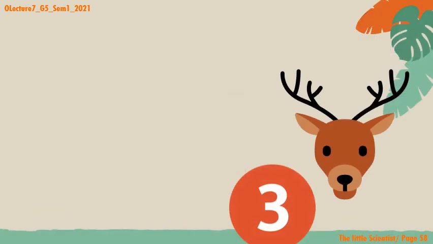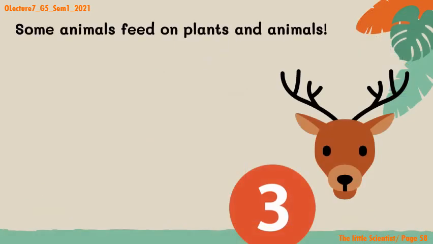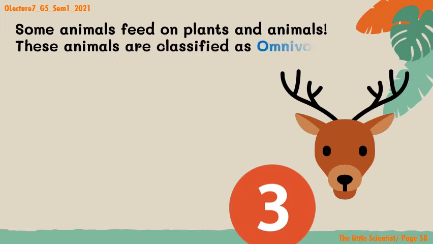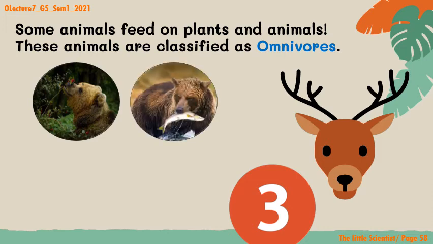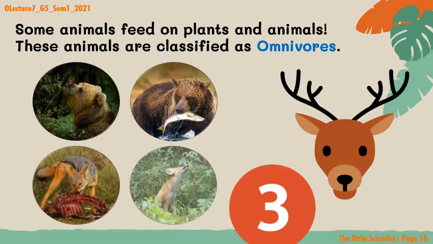The third group of consumers is the omnivorous animal. Omnivorous animals eat plants and animals. So omnivores feed on both animals and plants. Brown bears are omnivorous animals since they feed on both plants and animals. Foxes are also omnivorous animals.